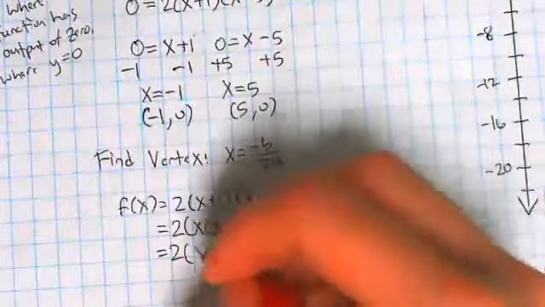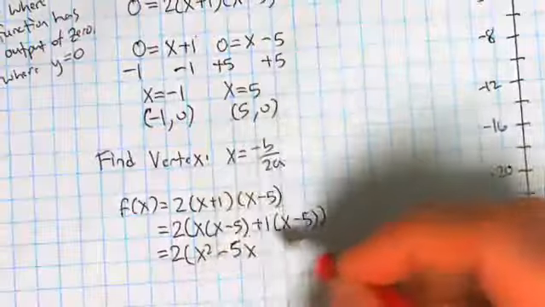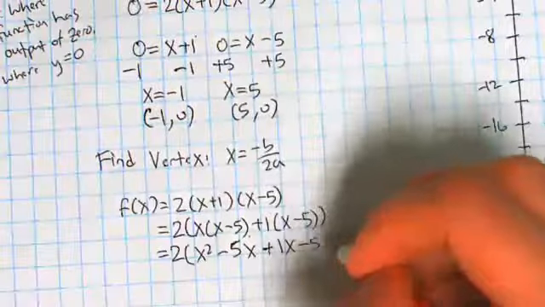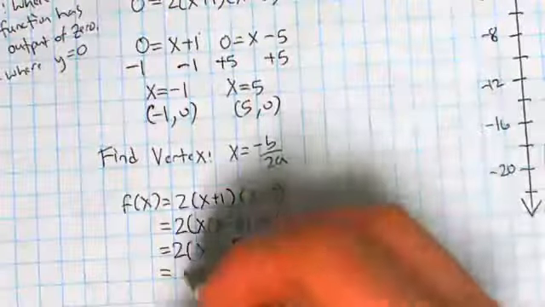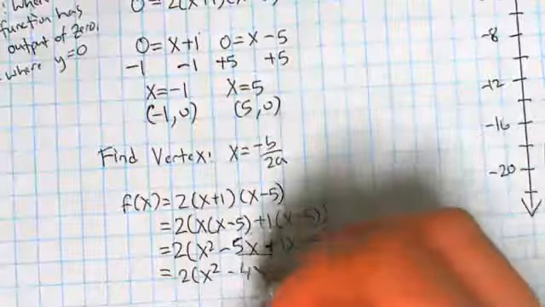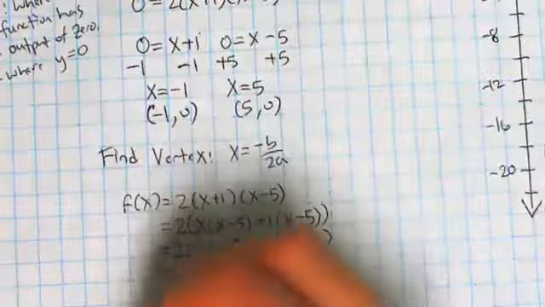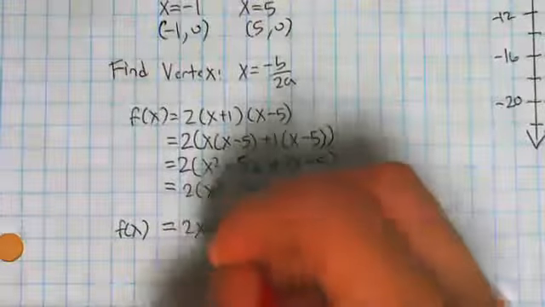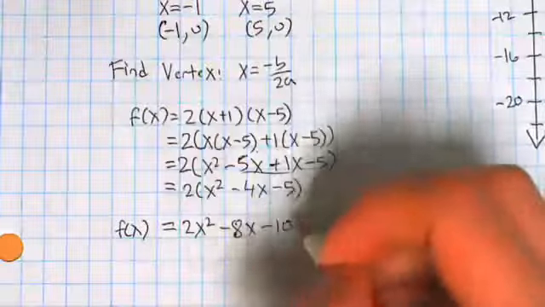x times x is x squared. x times negative 5 is minus 5x. And then 1 times x is plus 1x. And 1 times negative 5 is negative 5. We then need to combine our like terms, which are just these middle ones here. We still have our x squared. Negative 5x plus 1x is minus 4x. And then we have minus 5. And finally, when we distribute the 2 through, we get 2x squared. 2 times negative 4 is negative 8x. 2 times negative 5 is negative 10.